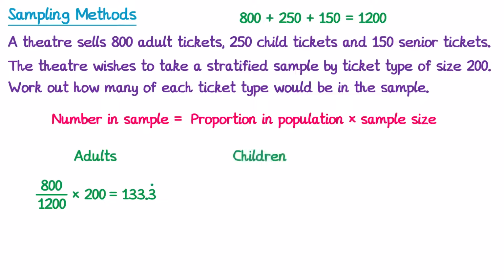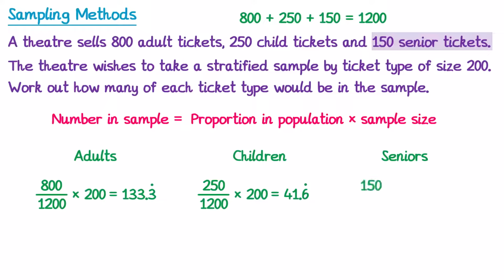We'll do the same process for children next. So we need the proportion of child tickets in the population. There were 250 child tickets out of 1,200. Then we multiply this by the sample size, which is 200. This gives you 41.6 recurring. And finally for senior tickets. There were 150 senior tickets in the population, so the proportion is 150 over 1,200. And then we multiply this by the sample size of 200, which gives you 25.